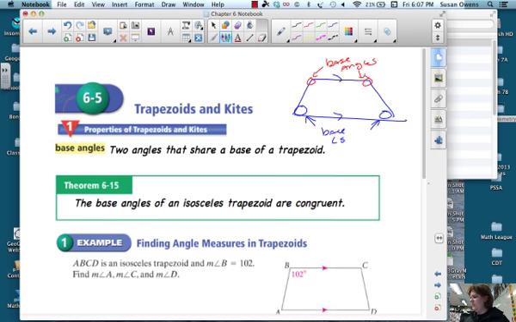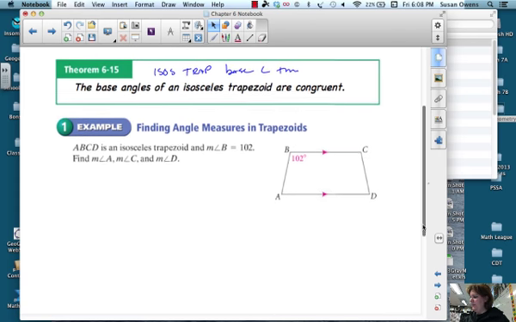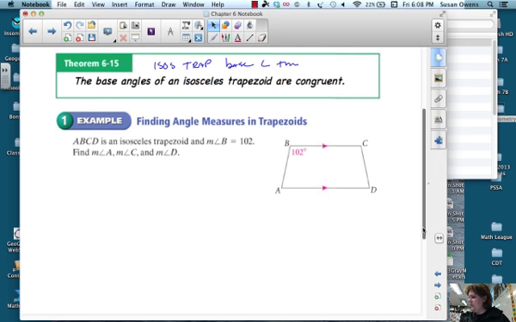And we have a theorem that says that if we have an isosceles trapezoid, then those base angles are congruent. So this one is the isosceles trapezoid base angle theorem. Sorry if I said triangle. So we have an example here. It gives us one angle of an isosceles trapezoid and wants us to find the other ones.